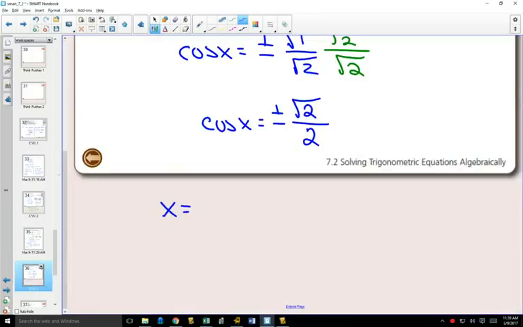Well, that's my family. Which quadrants will I look in for this one? All of them, right? Because it's positive and negative. So we're looking where cos is positive, quadrant 1 and 4, and where cos is negative, quadrant 2 and 3. So we're going to list the whole 45-degree family.